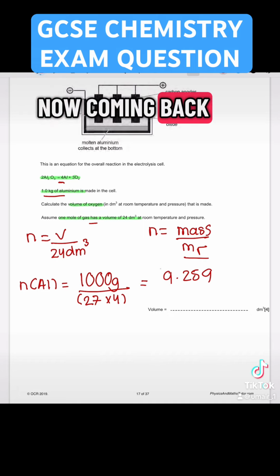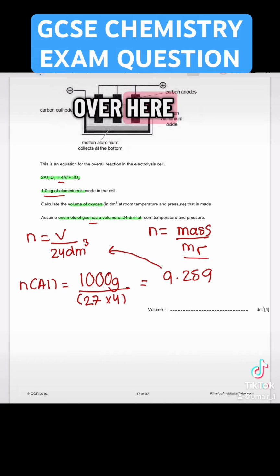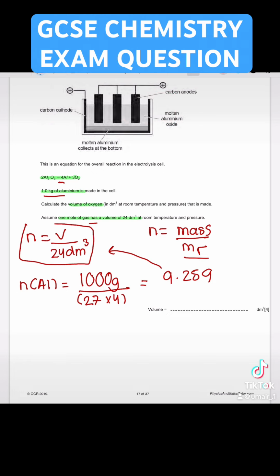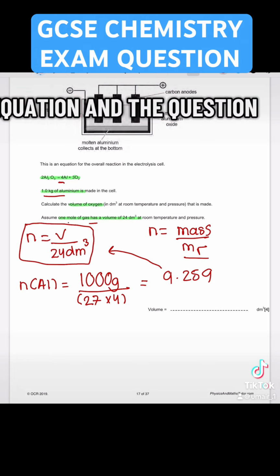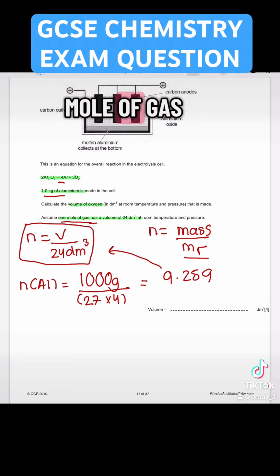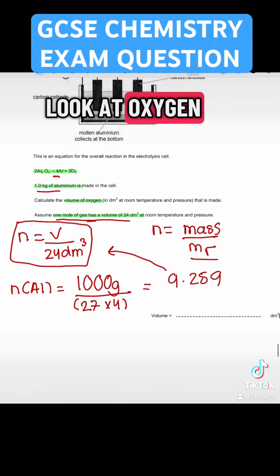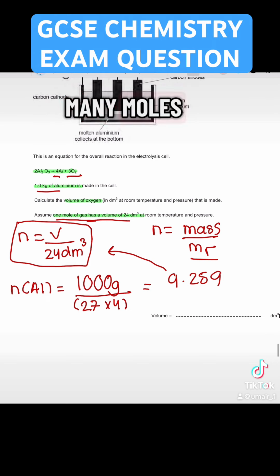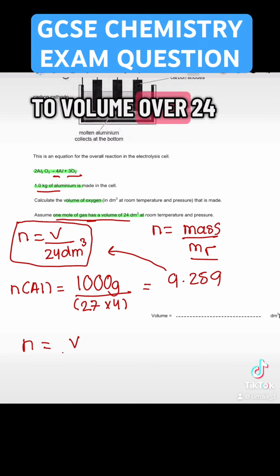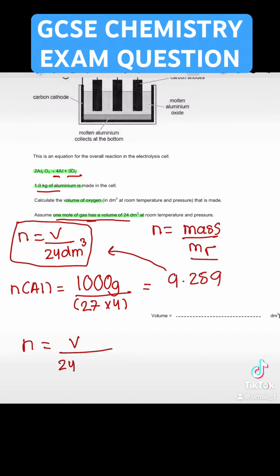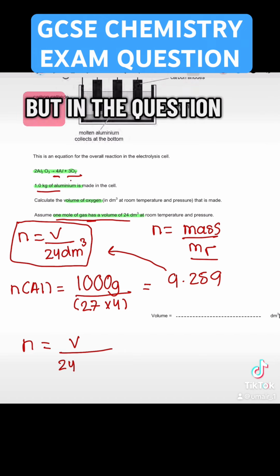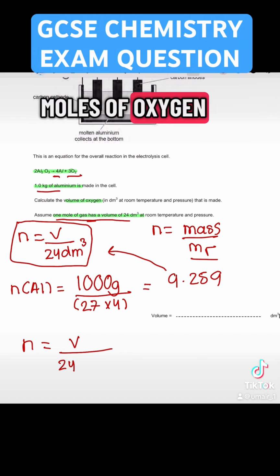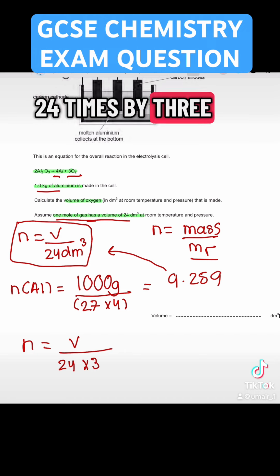Now, coming back to this equation over here. As you can see in the equation and the question, they say 1 mole of gas has a volume of 24 dm cubed. Now, if we look at oxygen in this question, we have how many moles? We have 3 moles. So, if we write this out again, moles is equal to volume over 24. For every 1 mole is 24, but in the question, we have 3 moles of oxygen. So, we'll do 24 times by 3.